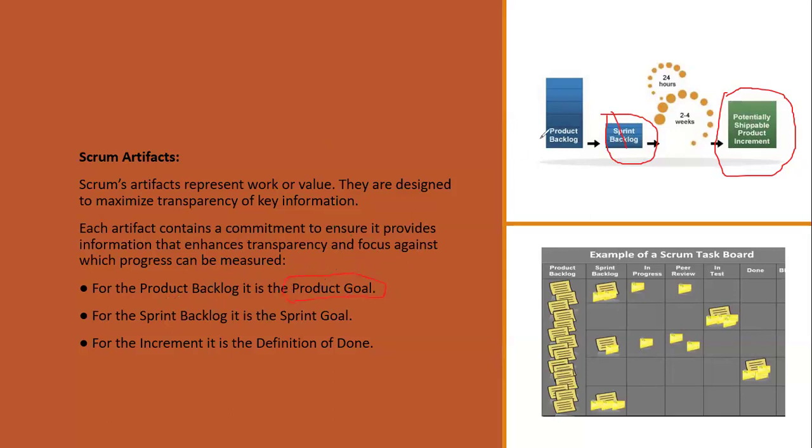Every product backlog has a product goal inside. That is the sole aim of delivering this project. There's always a product goal in it. Then for the sprint backlog, what is the commitment?